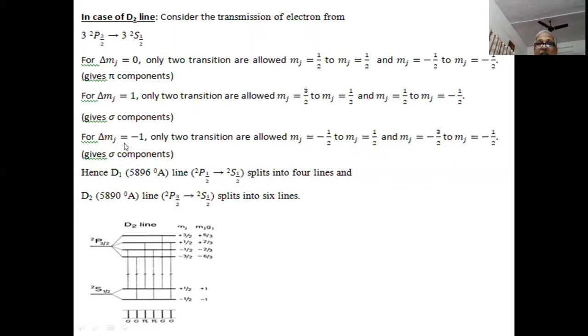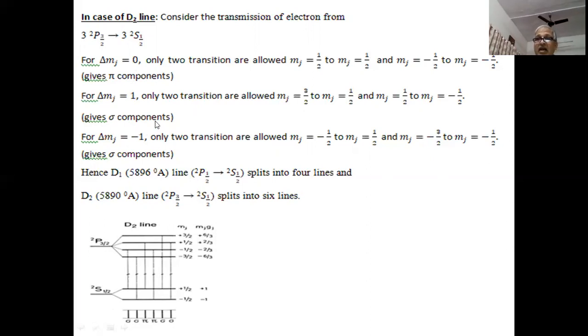And in the case of delta Mj equal to minus 1, only two transitions are allowed. For Mj equal to minus 1/2 to Mj equal to 1/2, and Mj equal to minus 3/2 to Mj equal to minus 1/2. And this gives the sigma component. When delta Mj equal to 0, this gives pi component, meaning electric vector parallel to the magnetic field. And when delta Mj equal to plus minus 1, then we get the sigma component.